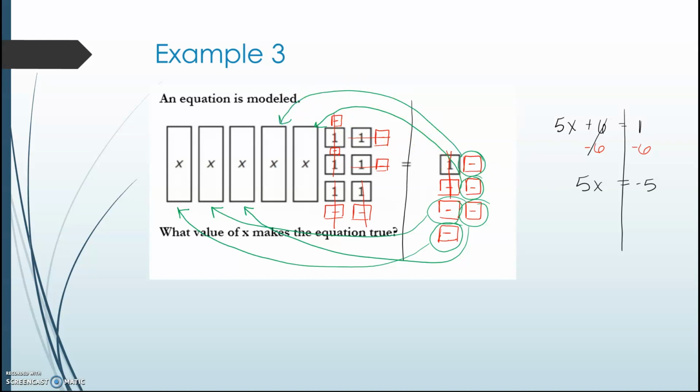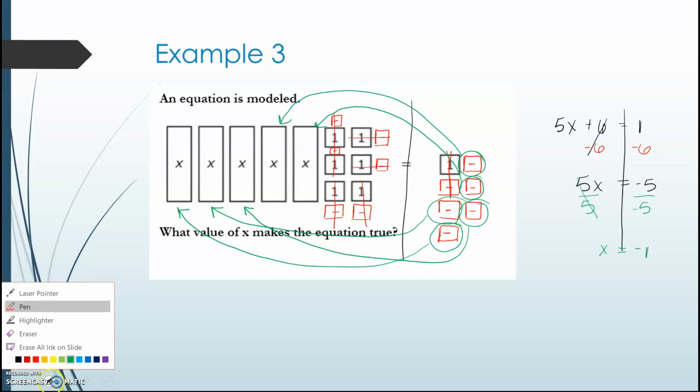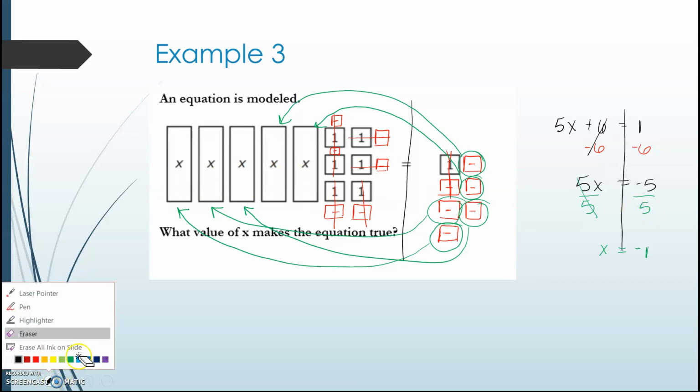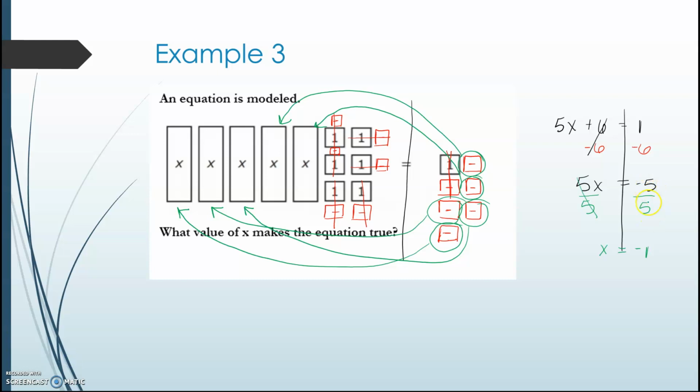So what went into each x? Well, a -1 went into each x, right? So x is equal to -1. And we get that by dividing. We divided it by 5, because we had 5 x's. And so -5 divided by 5 is -1, because that's what went into each x.